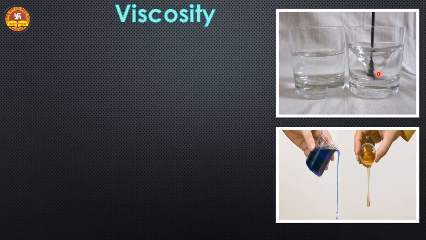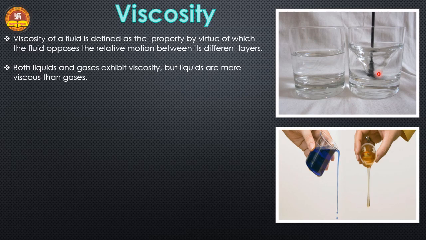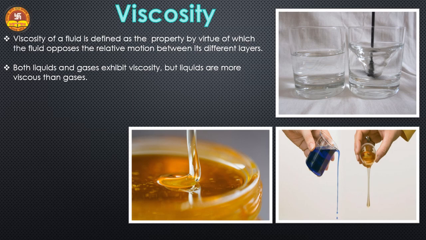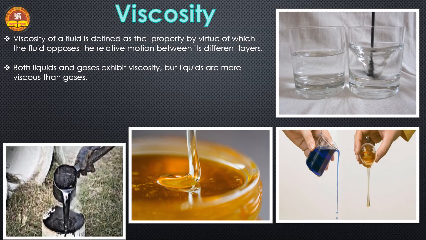So viscosity of a fluid is defined as the property by virtue of which the fluid opposes the relative motion between its different layers. Both liquids and gases exhibit viscosity, but liquids are more viscous than gases. Different liquids possess different viscosities. For example, honey is more viscous than water, but coal tar is more viscous than honey.